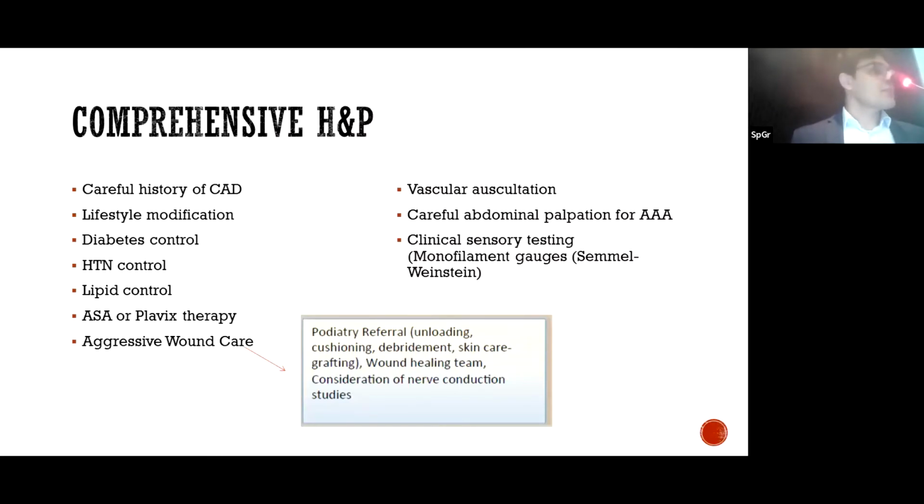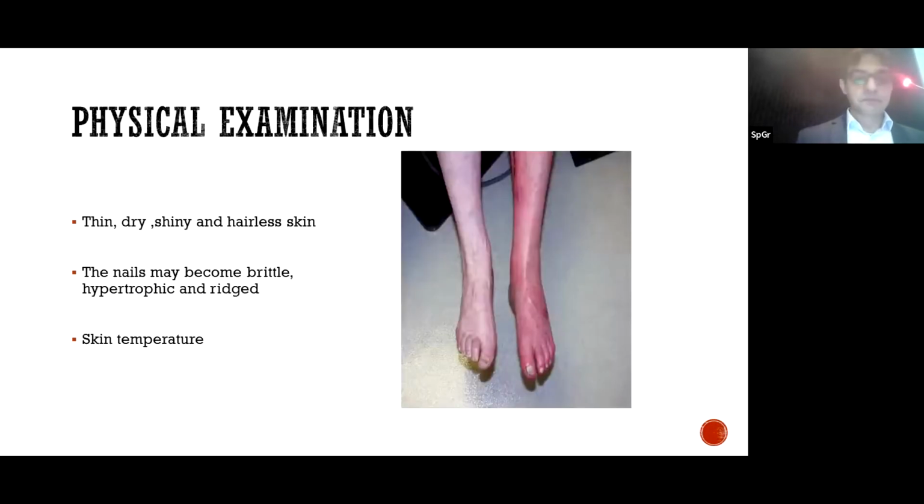These patients should be referred promptly to a foot and ankle surgeon and podiatrist. Again, my number one referral in the US for 10 years were always podiatrists and foot and ankle specialists. So you need to work with them as a team.